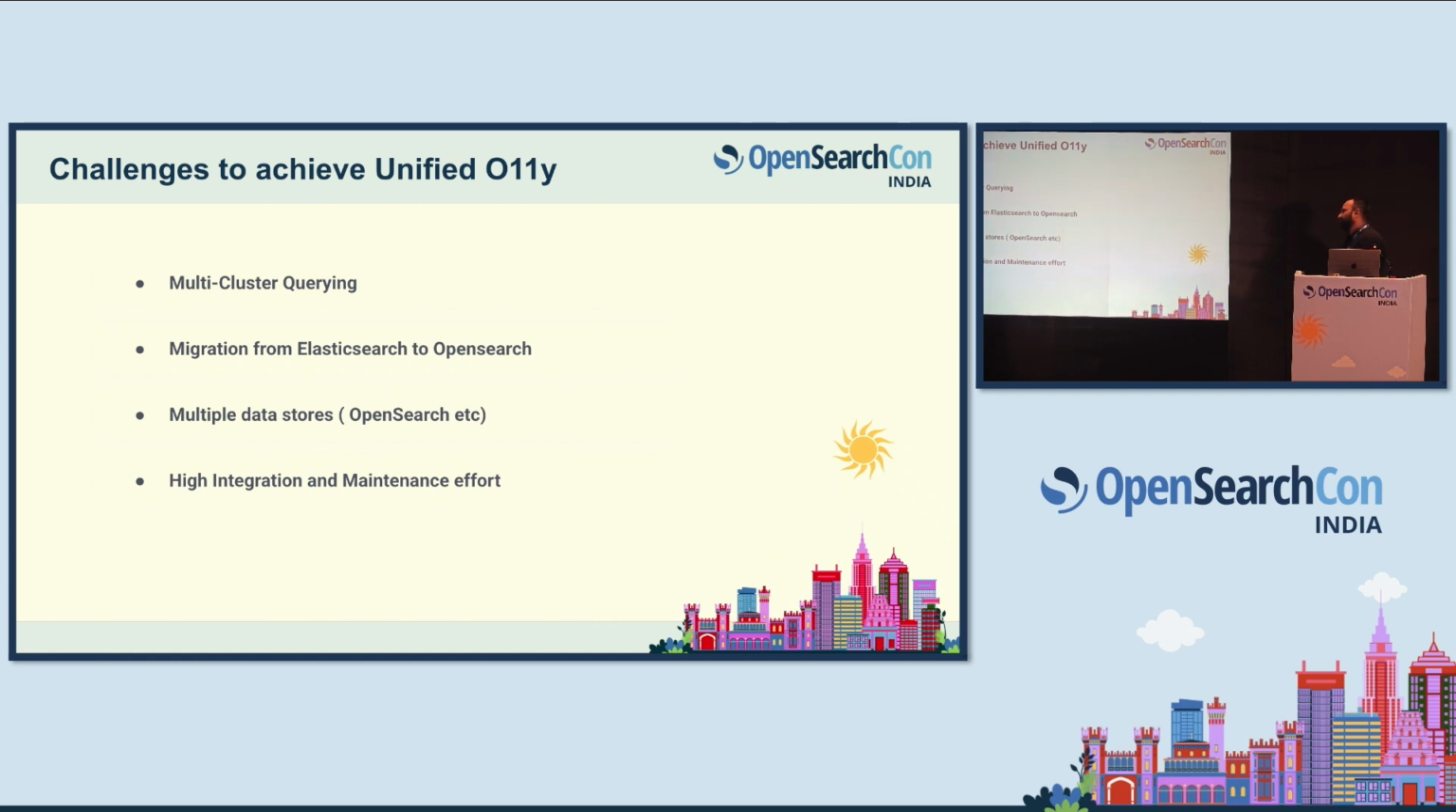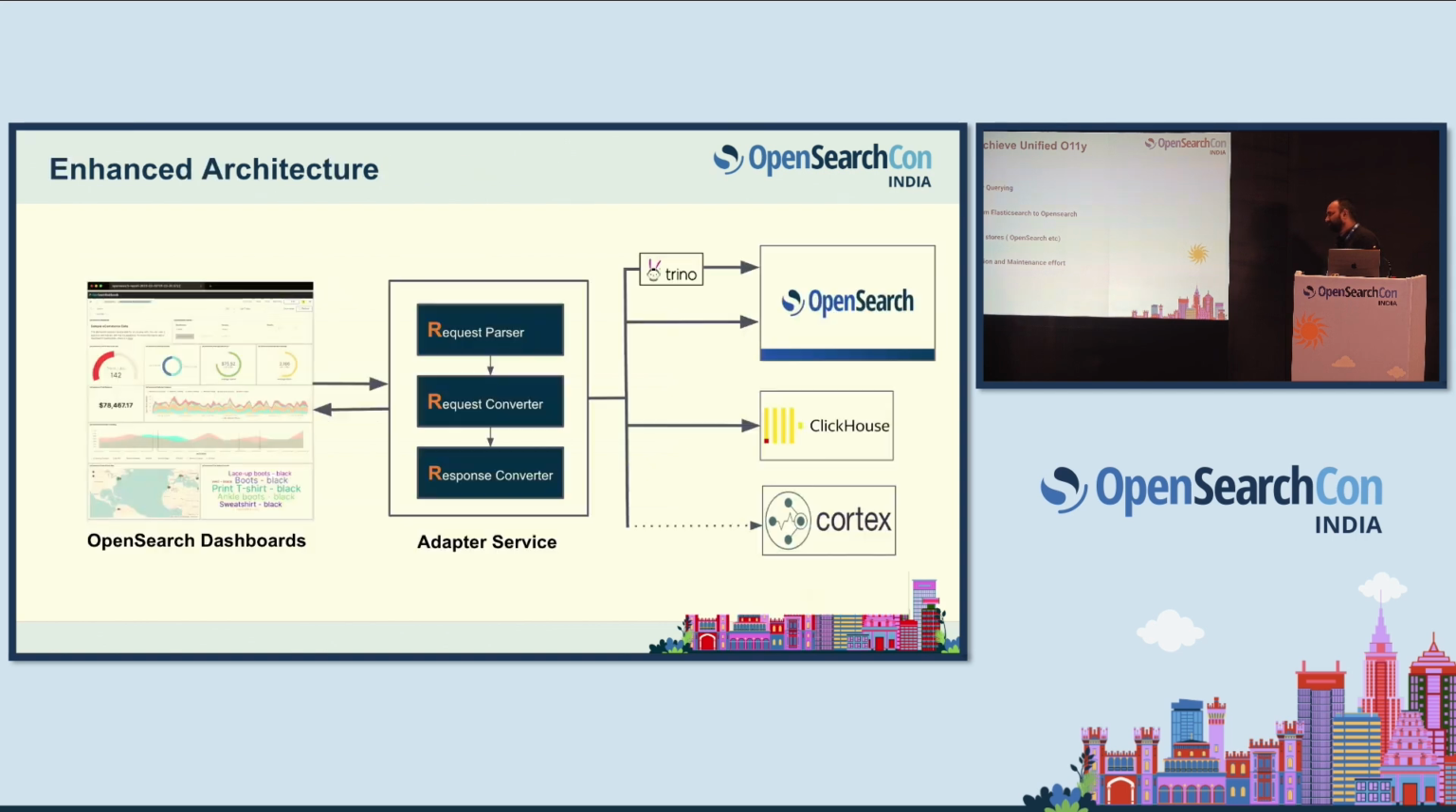So we enhanced our architecture by implementing a game changer component called adapter service. This is our enhanced architecture where you can see OpenSearch Dashboards now communicates with adapter service, which fully abstracts out the underlying data store layer. This abstraction is essential for us to achieve our goal of unified observability. Let us now see how our adapter service addresses all these challenges we just discussed.